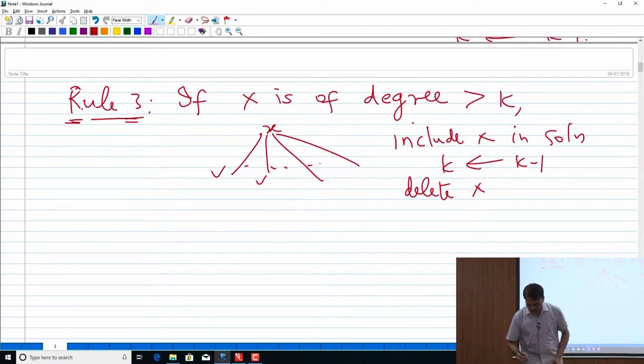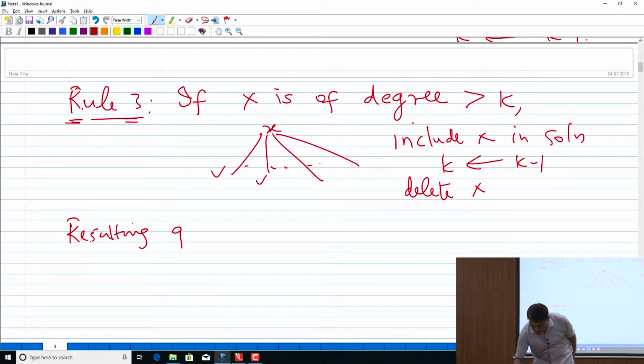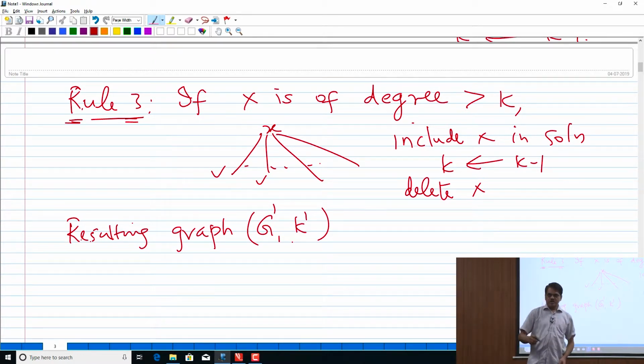Keep applying these rules. Let's say my resulting problem is some G prime, and k would also have come down, because there are many places where we are dropping k. Now you have a graph G prime where I'm looking for a k prime sized solution. What are the properties of G prime? What do we know about the resulting graph? Size is reduced, we believe so. We don't know, because maybe none of the rules are applicable. If the rules are applicable, size is reduced.